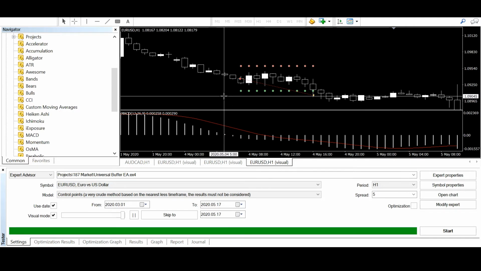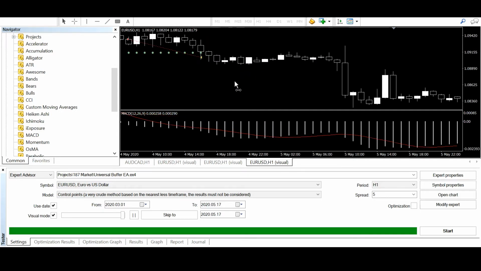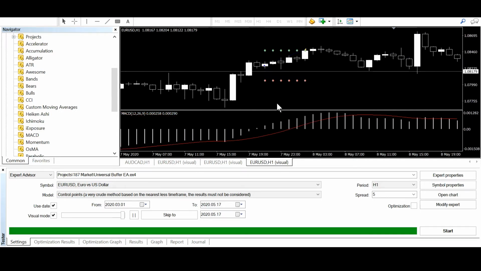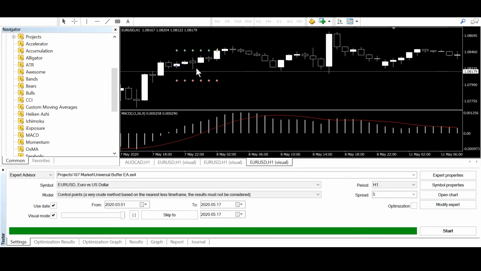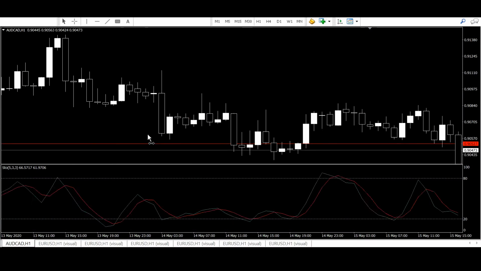Okay, here for example, the bar goes below 0. This is the reason for the sell trade. Here the bar goes above 0, and that's the reason for the buy trade. Okay, let's take a look at the stochastic indicator.